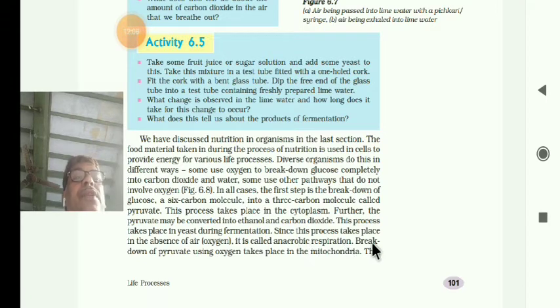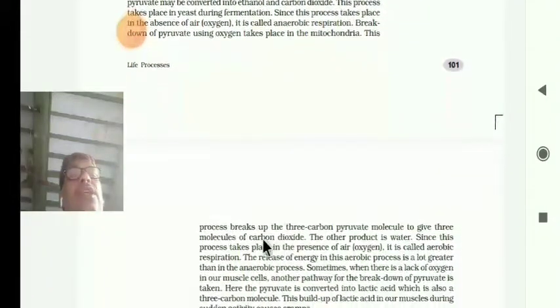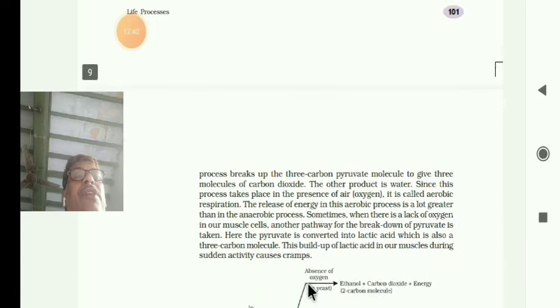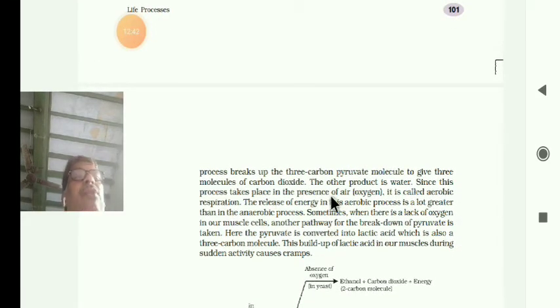Breaking down of pyruvate using oxygen takes place in the mitochondria, the second step. This process breaks up the 3 carbon pyruvate molecule to give 3 molecules of carbon dioxide. The other product is water. Since this takes place in the presence of oxygen, it is called aerobic respiration. This you already learnt, I told also.